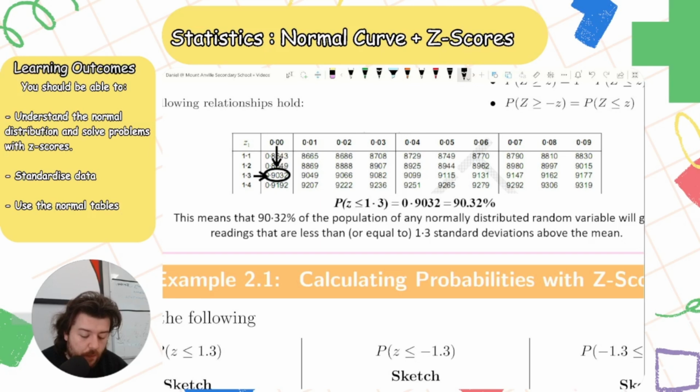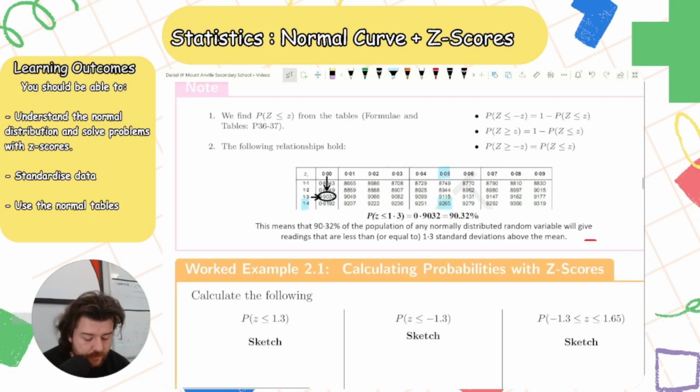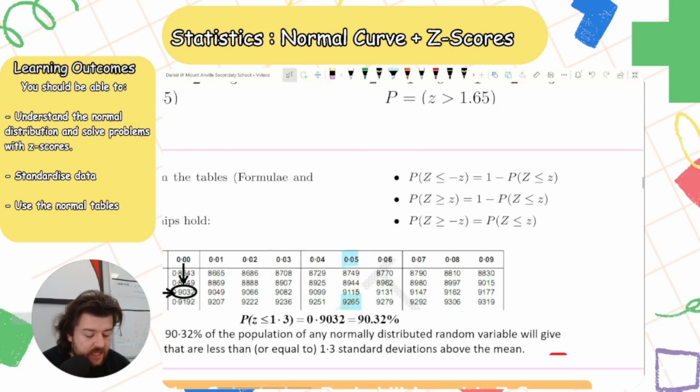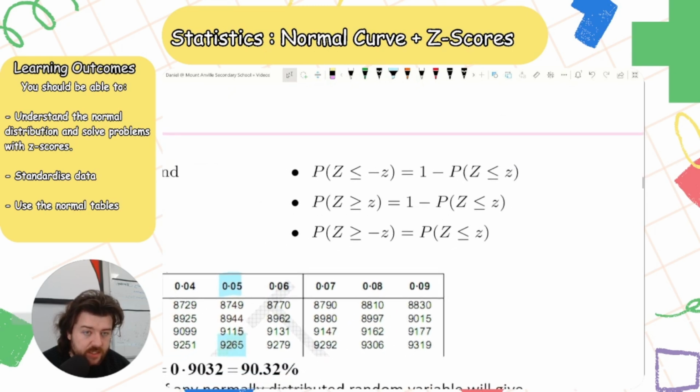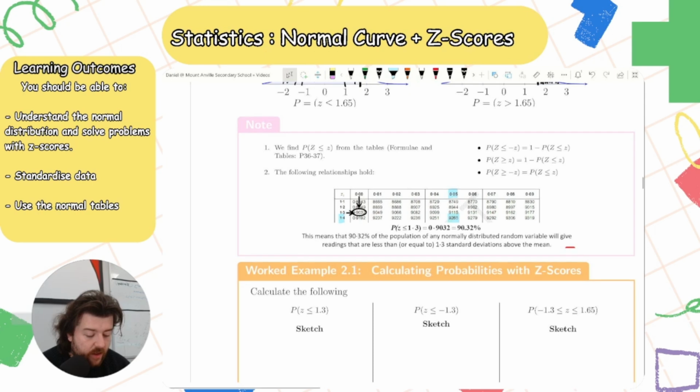If I want to calculate 1.45, it'd be this one here, 0.9265. So the probability that my data is less than 1.45 standard deviations would be 92.65%. Right, we're going to do some examples now, and to make note of this, because it's going to come in handy, this uses the symmetry of the normal distribution.